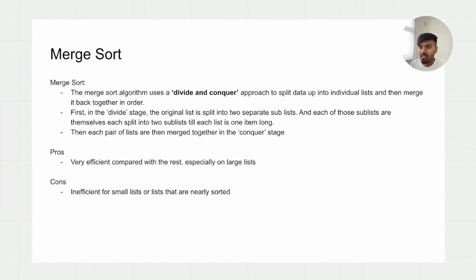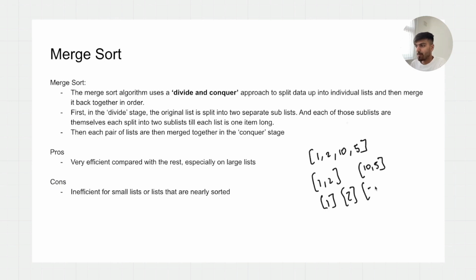I've done many on my TikTok, but let's just do it here. If we've got 1, 2, 10 and 5, we divide it into 2 and then divide it again so that each is its own separate list. So once we get that, we basically put them back together. So 1 and 2 in its correct position, and here we're going to swap these elements, so 5 and 10. And then the last one, we're finally going to have 1, 2, 5 and 10.